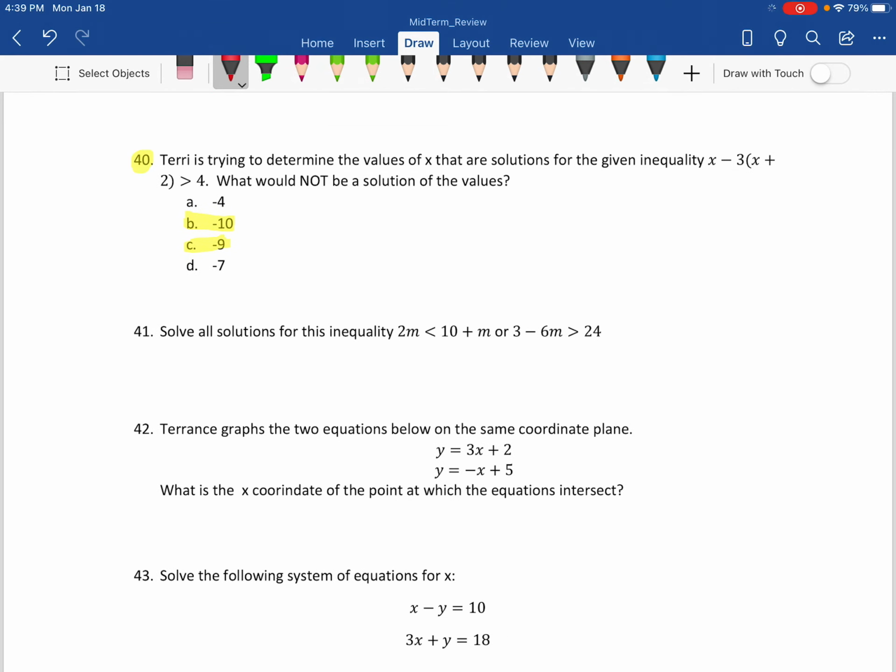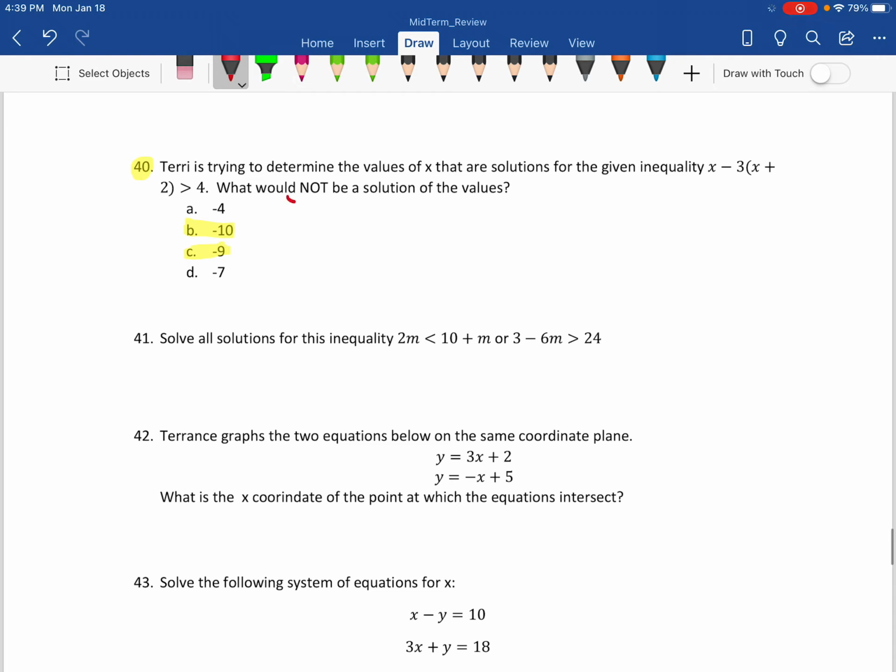All right, number 40, I had made a mistake, and so I made a change to this. We're looking for all of the possible values that are not a solution to this. So I'm going to solve for x. So this is x minus 3x minus 6 greater than 4. This becomes negative 2x minus 6 greater than 4. We're going to add 6, so that becomes negative 2x greater than 10. That's going to become x is less than negative 5.